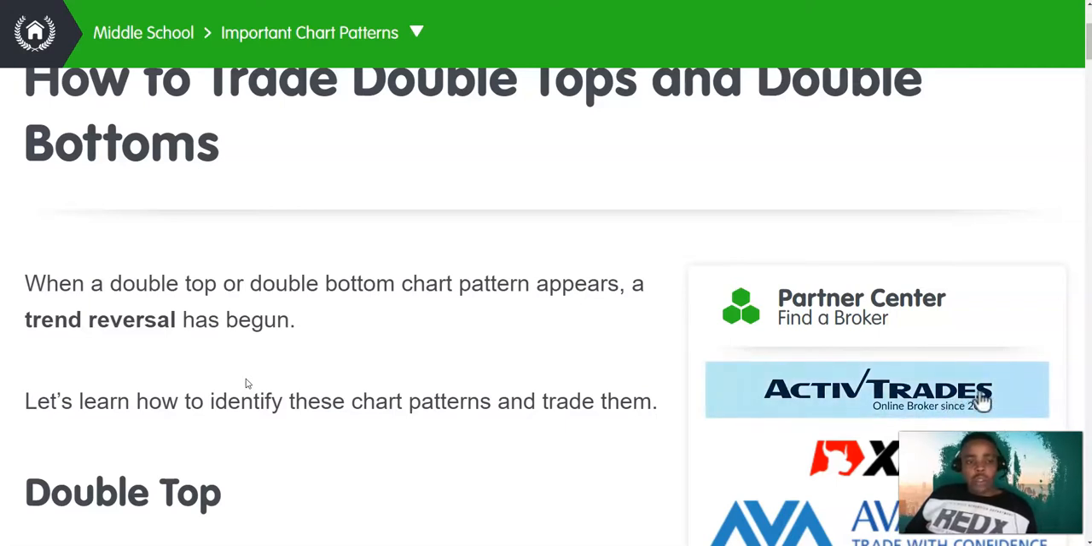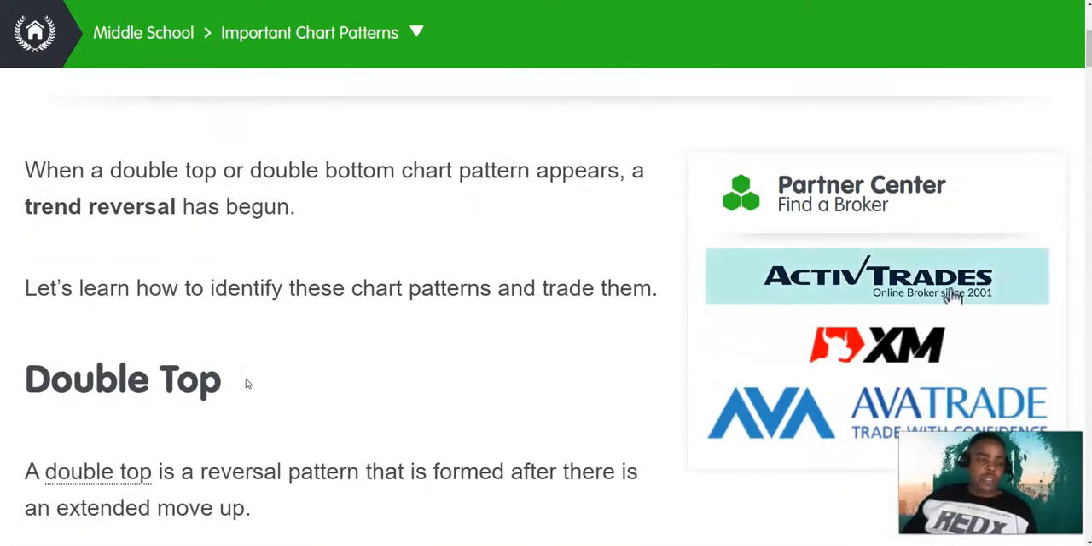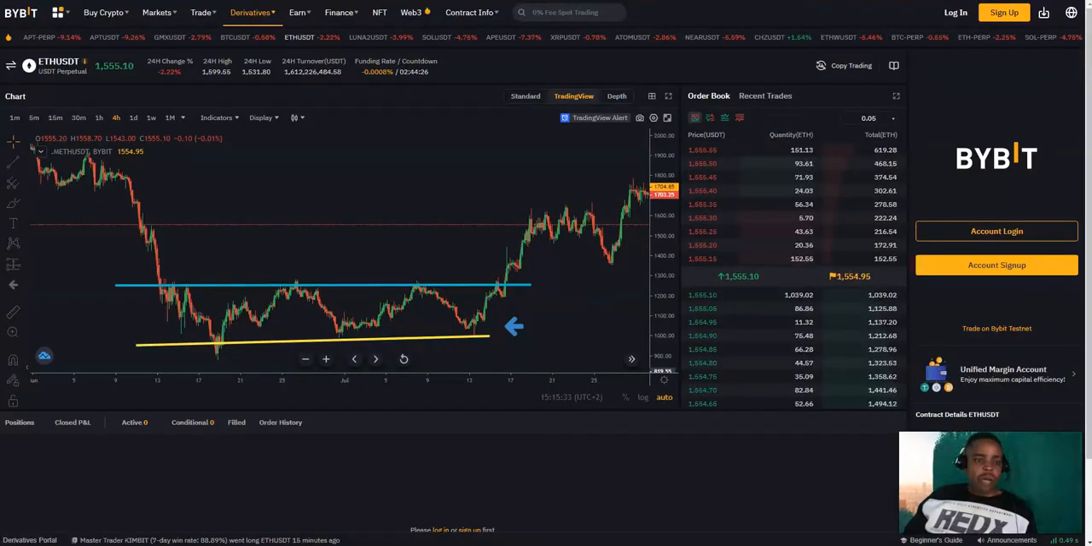Okay, when a double top or a double bottom chart pattern appears, a trend reversal has begun. So a trend reversal, once again, is a change from downtrend to uptrend, from uptrend to downtrend. These are called trend reversals. Okay, you have double tops and you have double bottoms. So what they're speaking about when you talk about trend reversal, I have a real scenario, double bottom.